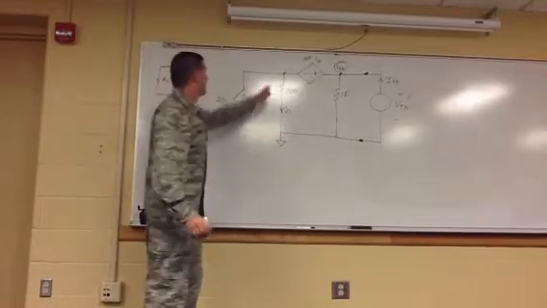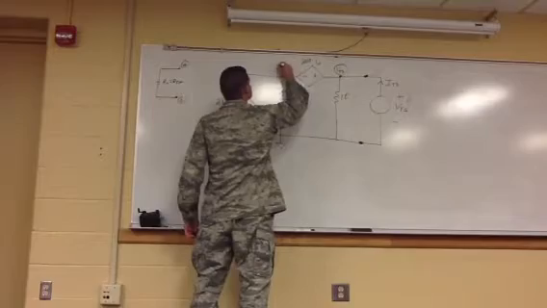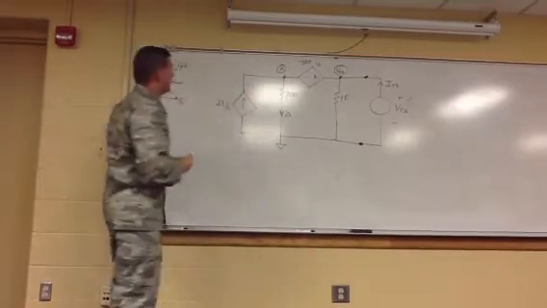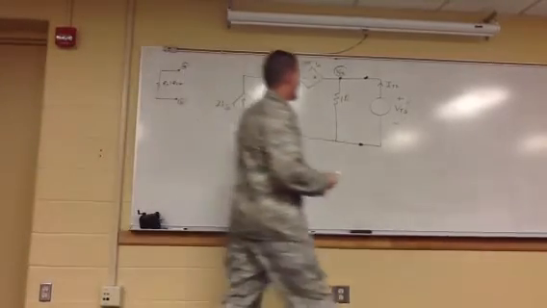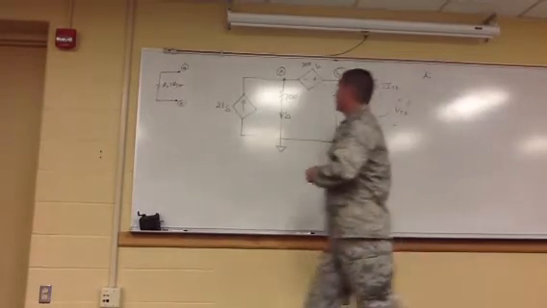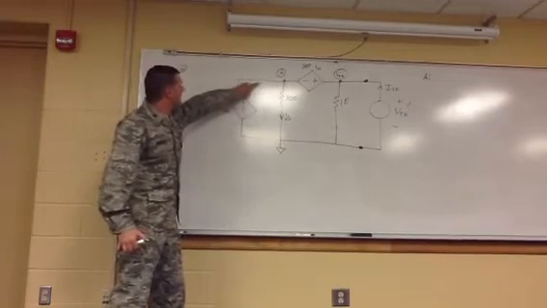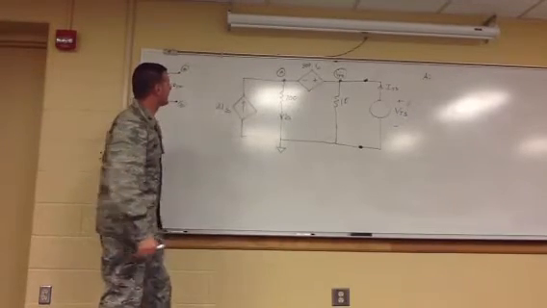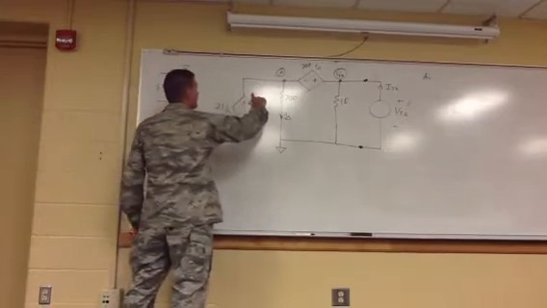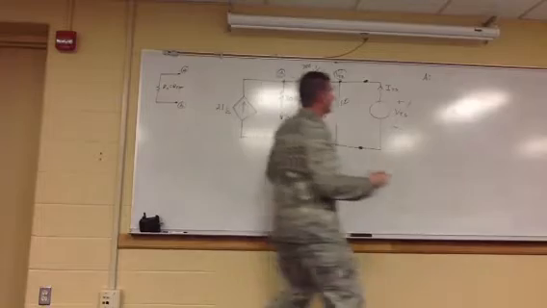Okay. Over here I've got another node. I'll just label that A. So far so good. Okay, so let's go over here to node A. We'll be methodical. For node A, let's see. I'm going to have this current leaving this node. Okay, so I'm going to have, let's see, what's that current going to equal? Minus 21 I delta. Minus 21 I delta.